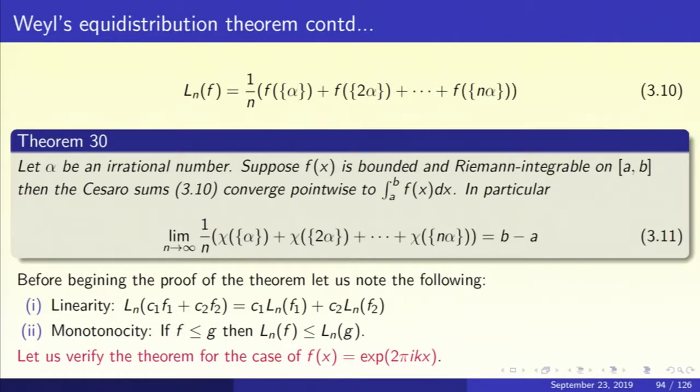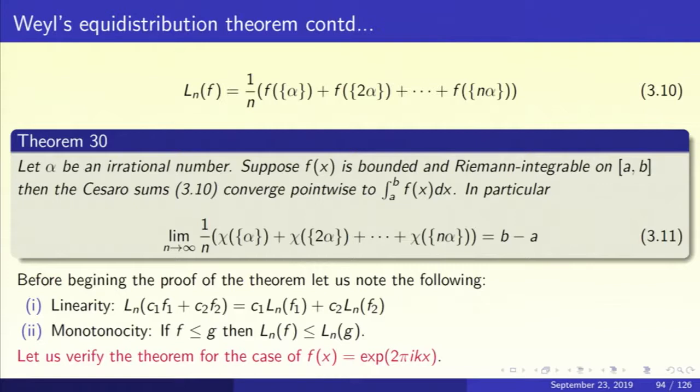Now what happens when I take f of x to be the characteristic function of AB? The integral is precisely b minus a, and so 3.10 becomes simply 3.11. In the limit you get b minus a, and that's exactly what we wanted to prove. That's Weyl's theorem. Weyl's theorem is exactly 3.11. So we must prove that the Cesaro sums 3.10 converge to the integral from a to b f x dx.